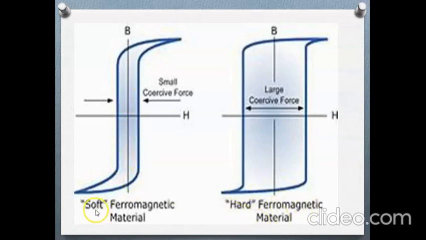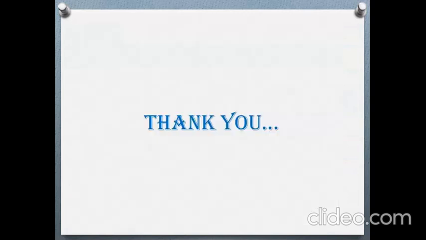Soft indicates that the material can be easily magnetized as well as demagnetized, and hard ferromagnetic materials are the materials which are hard to magnetize and also hard to demagnetize. The area indicates the hysteresis loss. This material has less hysteresis loss as compared to this one, due to its large area. This is all about the BH curve and hysteresis loop.